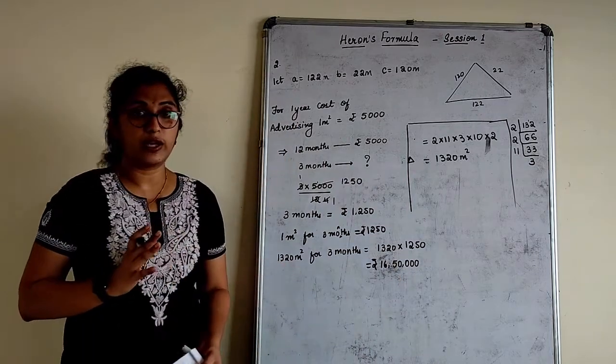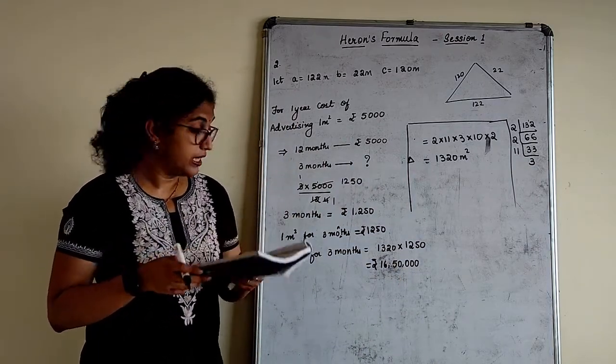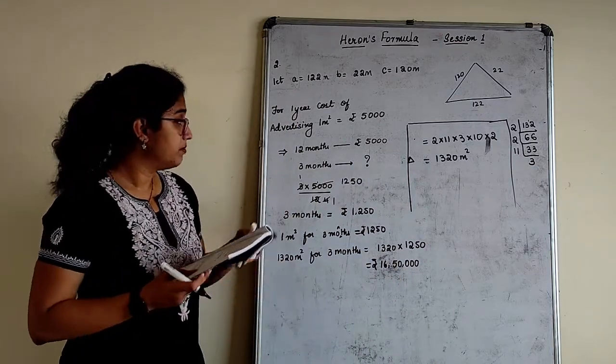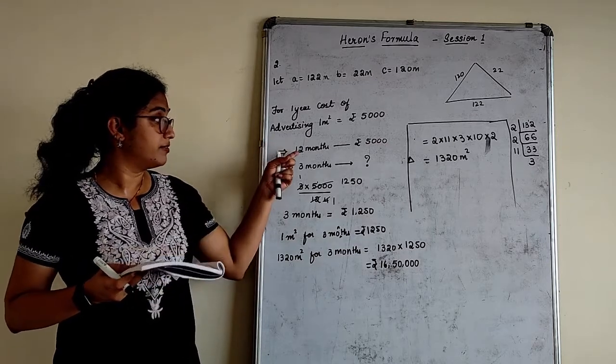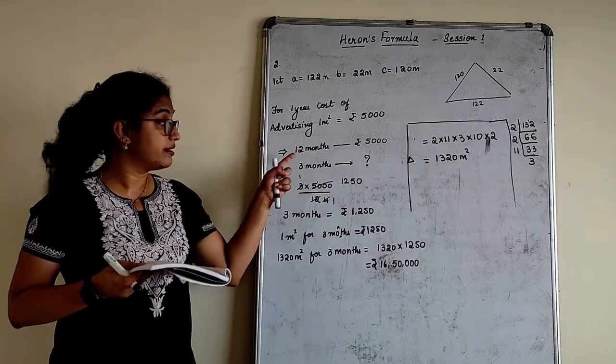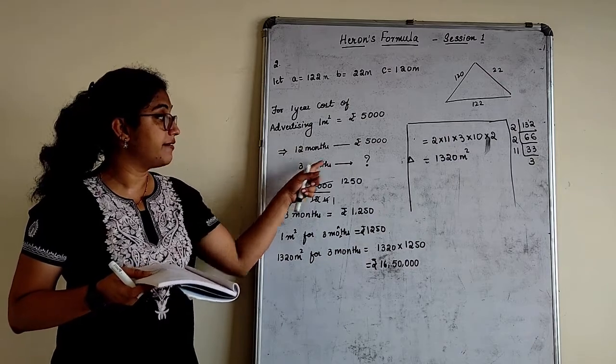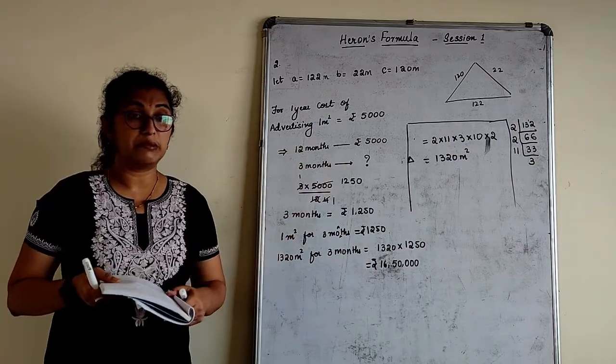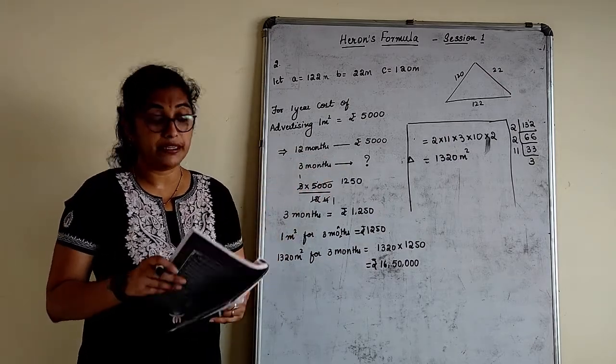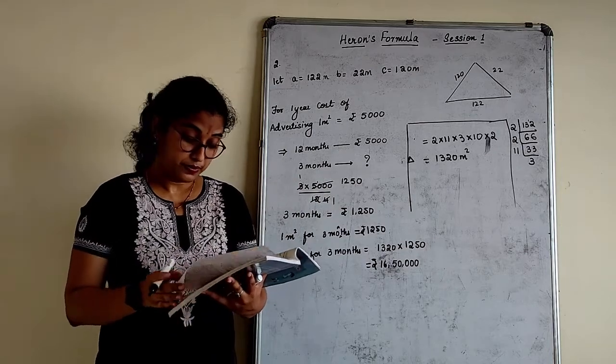Don't write meter square or centimeter square. Okay, this is how you solve the sum. Be very careful. They have given the values for months. Convert that 12 months to 3 months they have asked. First find the cost for 3 months, and that in terms of meter square we need to find.